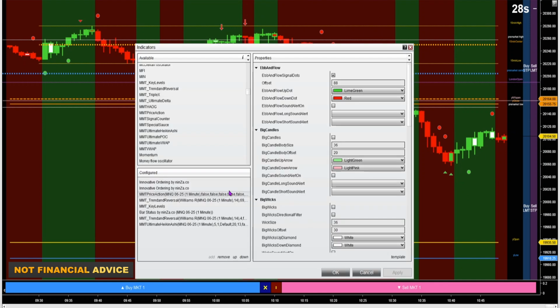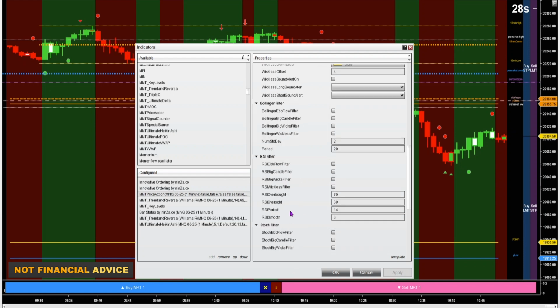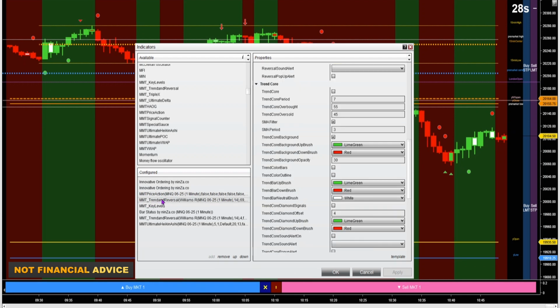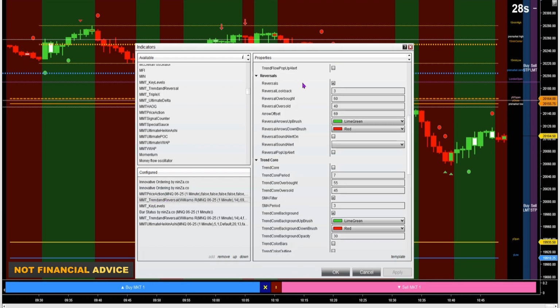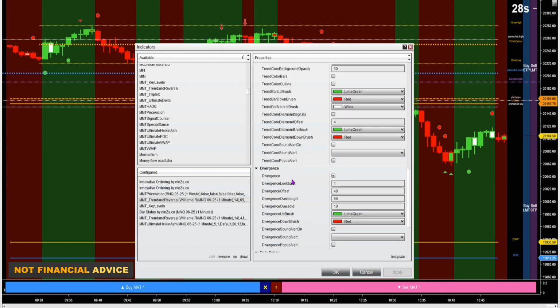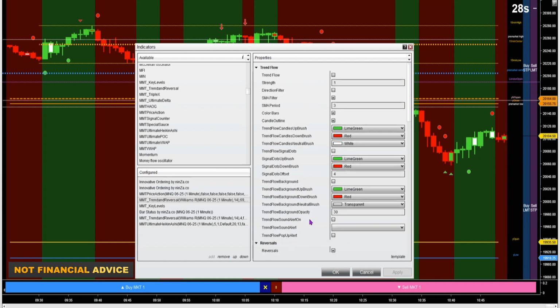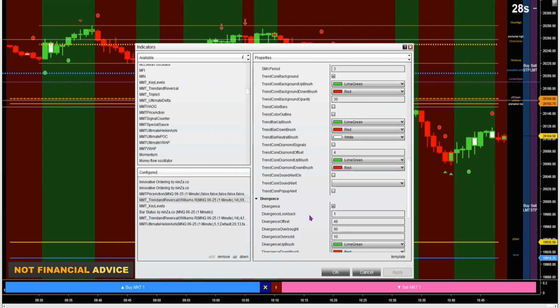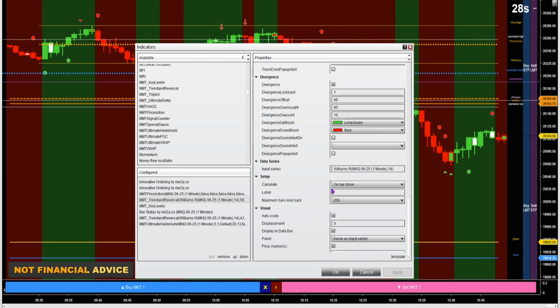So I've got the price action on here. All I'm using is the ebb and flow signal dots, nothing else. No filters. I've got one instance of the MMT trend and reversal. This is painting the reversals. Look back of 3, overbought of 60, oversold of 40. And then I've got the divergence on. Look back of 1, overbought, oversold of 90 and 10. Trend core is off, trend flow is off, and this is calculating on bar close.